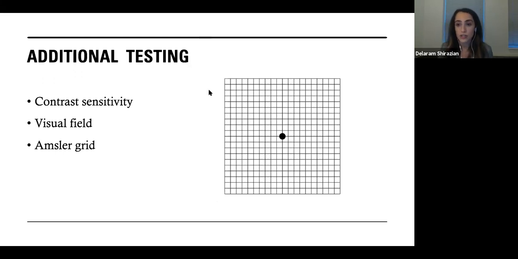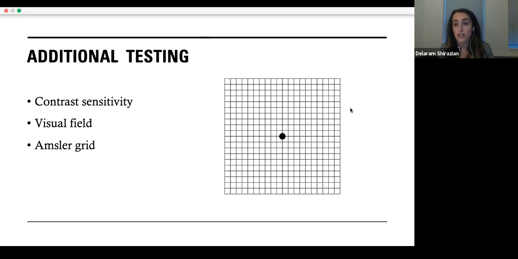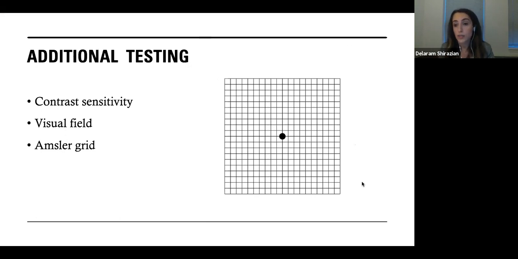We can utilize this if someone has something called a central scotoma, an area of vision loss in the center of their vision. We can map it out using this so that we can figure out where to have you look, to look around that area. This also helps us determine the devices that we may trial based on the results of our additional testing. We don't do these on every single patient every single time, but just depending on the condition and the concerns that someone has.